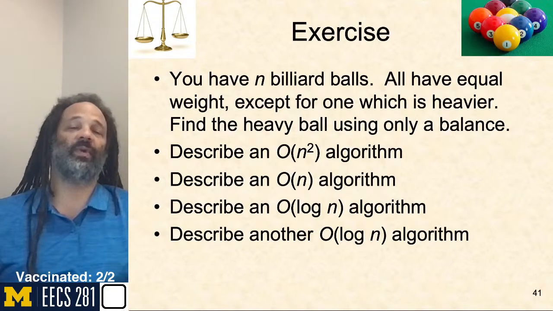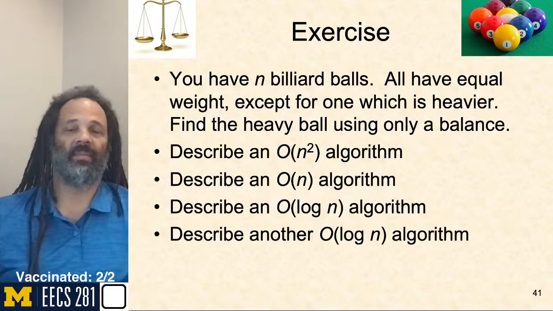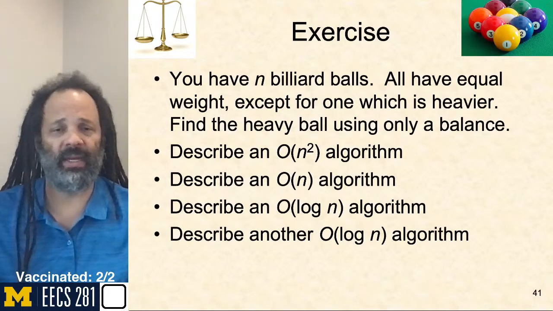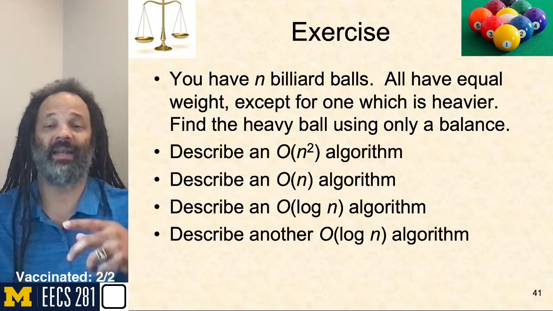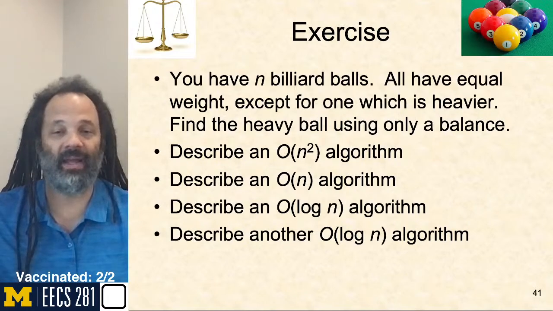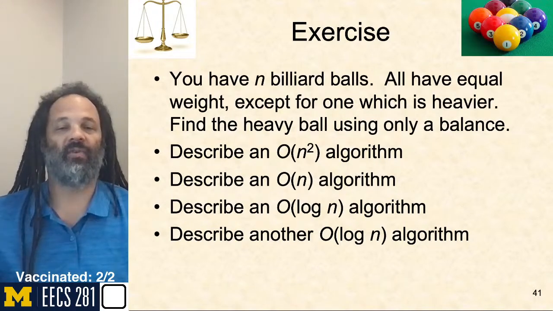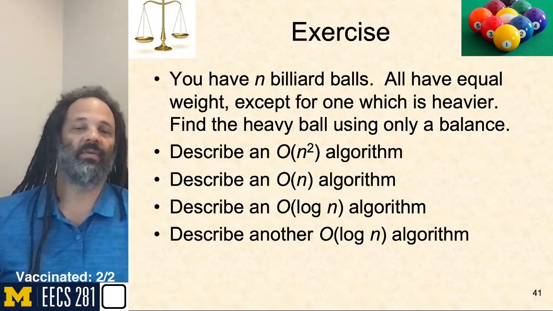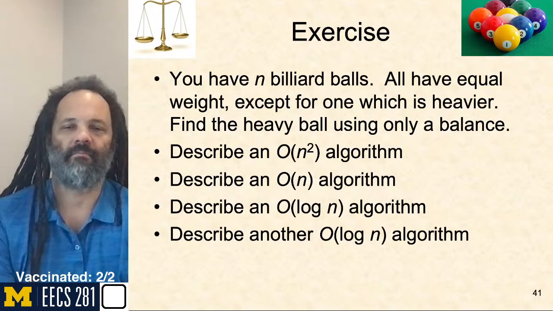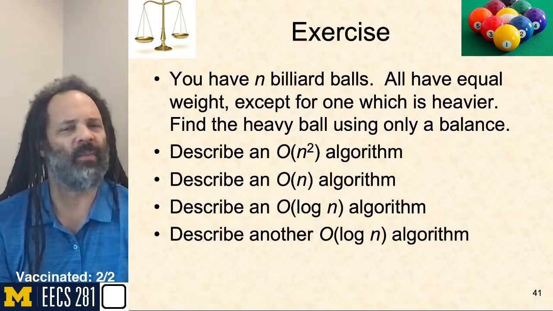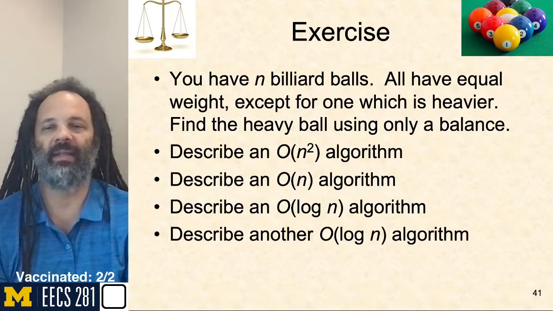The only way I can do it is with this balance. Try to describe an n squared algorithm, and this is probably the hardest one of all of them. Try to describe a linear algorithm. Or think of your algorithm that you might use here and determine which one is it. Is it a linear algorithm? Is it a quadratic algorithm? Is it a logarithmic algorithm? So we're looking for those three: quadratic, linear, and logarithmic. And then if you're slick, you can come up with a second logarithmic algorithm. Remember, we're trying to find one heavy ball out of n, and all we have is a balance.